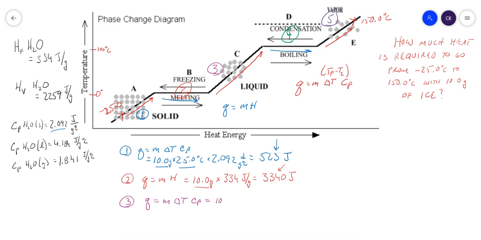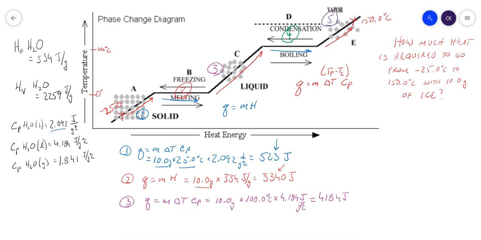And again, my mass is 10.0 grams. My delta T, I'm going from 0 up to 100. So 100 minus 0 would give me 100. Times my specific heat of water, which is 4.184, and that is joules per gram degree C. And when you do all of that calculation, I got 4,184 joules, which makes sense. I'm taking basically, this is 1,000 times 4.184, so you get 4,184.